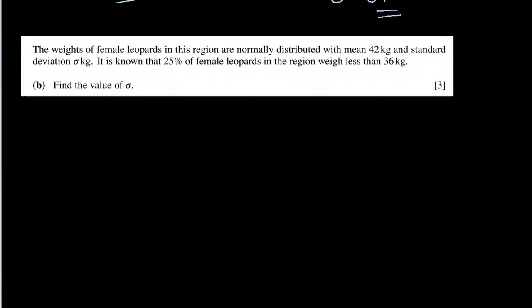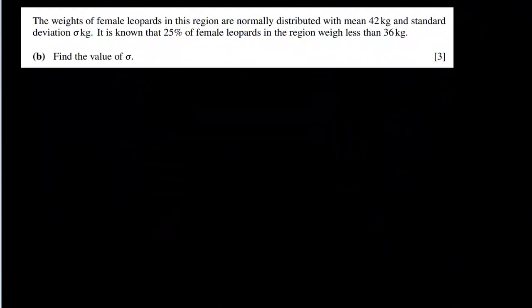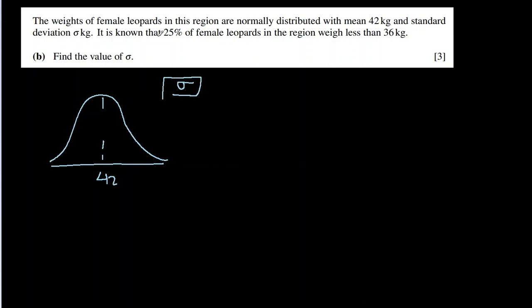We have the next one. The weights of female leopards in this region are normally distributed with 42 mean. So again, we have a normal distribution. Mean is 42 kg. And the standard deviation, we don't know how much that is. It is known that 25% of the female leopards in the region weigh less than 36. This is the area which is 1/4, 0.25 or 25%. Okay, and this is 36 kg. Find the value of sigma.